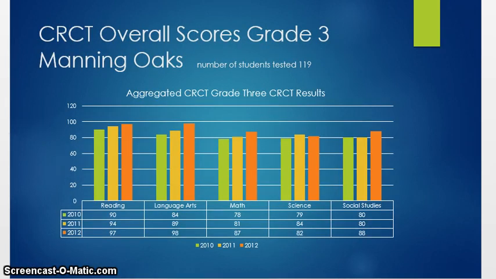Now, let's look at the CRCT overall scores for grade 3 for our school. We had 119 students in 3rd grade tested, and our aggregated CRCT results show that we increased in reading 3 years in a row. In language arts, we have also steadily increased. From 2010 to 12, we have made double-digit gains, going from 84% of students who meet or exceed to 98%. That is a 14% increase.